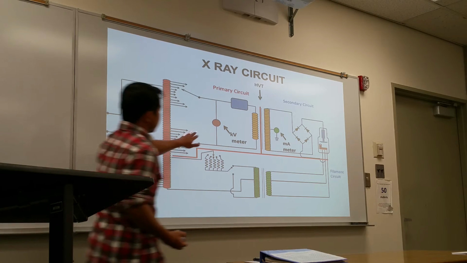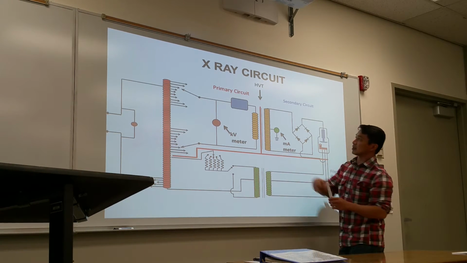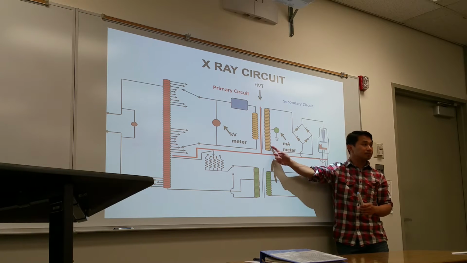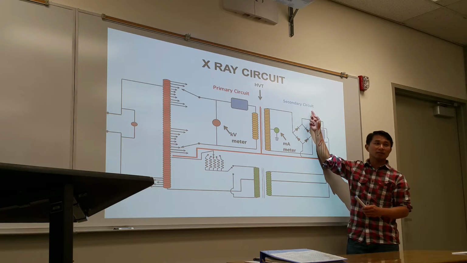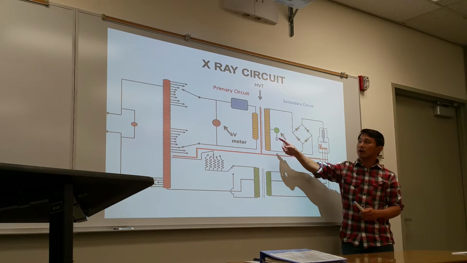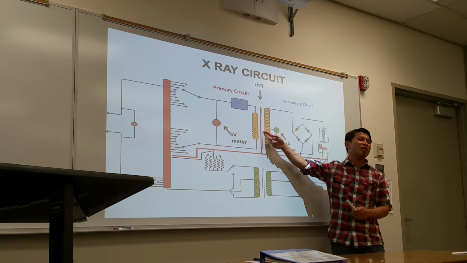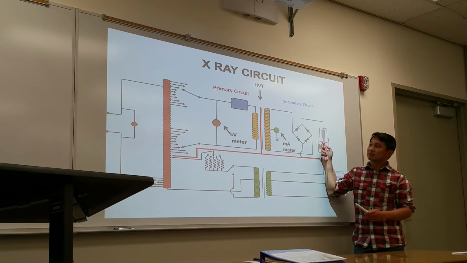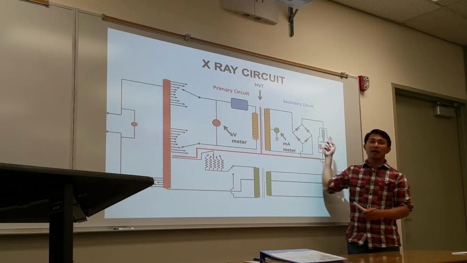So we have our kV meter on the primary circuit, and the mA meter located on the secondary side of the high voltage transformer. I could also say that the mA meter is located on the secondary circuit. The mA meter is located between the high voltage transformer and the X-ray tube. I would say the mA meter is located between the step-up transformer and the X-ray tube.